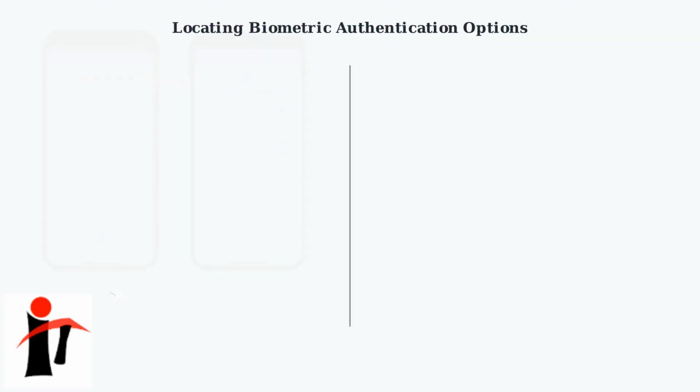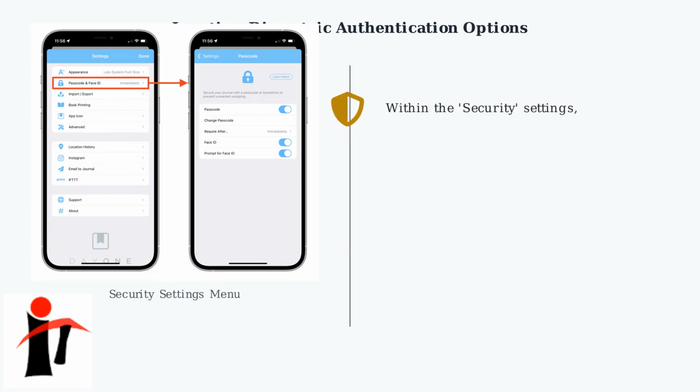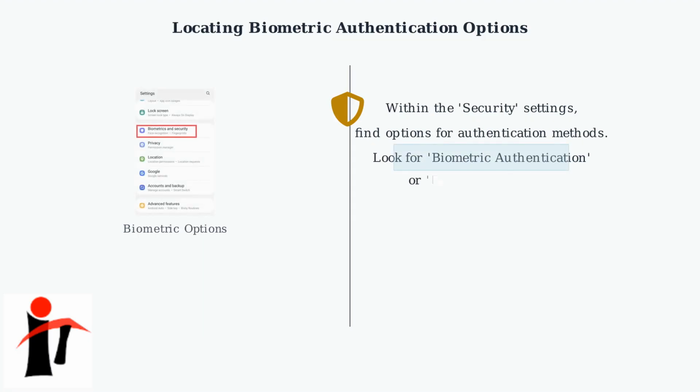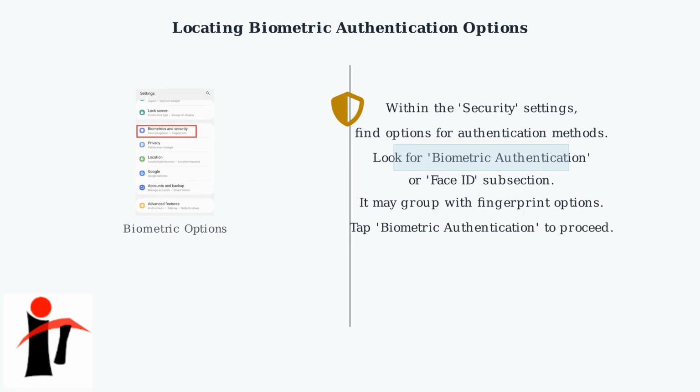Within the security settings, you'll find options related to authentication methods. Look for a subsection specifically labeled Biometric Authentication or Face ID. It might be grouped with other biometric options like fingerprint recognition. Tap on Biometric Authentication to proceed.